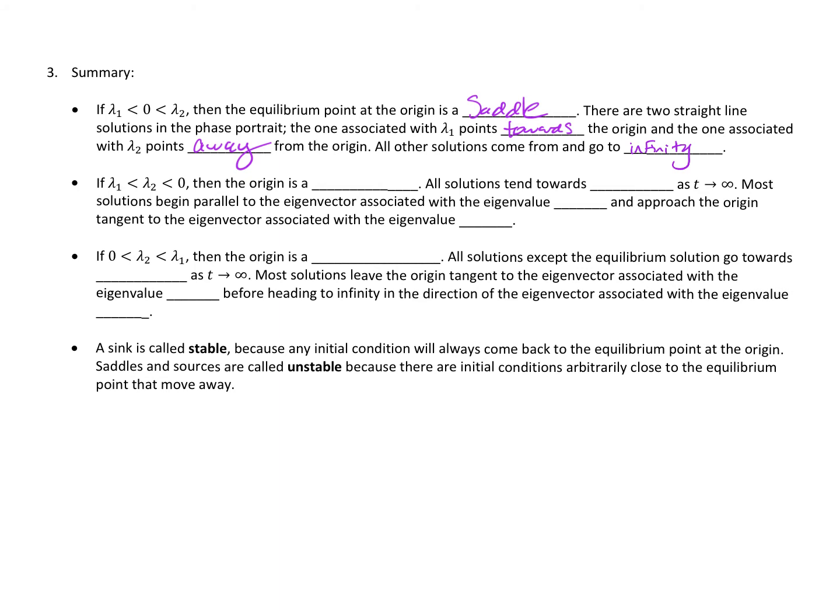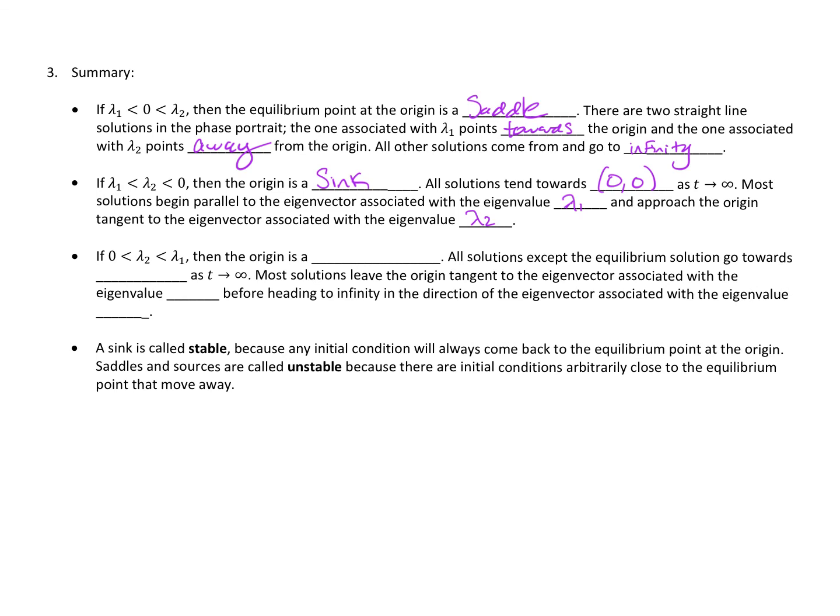Okay, if both eigenvalues are less than 0, they're both negative, then the origin is a sink. All solutions tend towards the origin, (0, 0), as time goes to infinity. Most solutions, other than the straight lines, begin parallel to the eigenvector associated with the eigenvalue that is further from 0, so lambda 1 in this case, the way I've defined it, and approach the origin tangent to the eigenvector associated with the eigenvalue closer to 0, which is lambda 2.